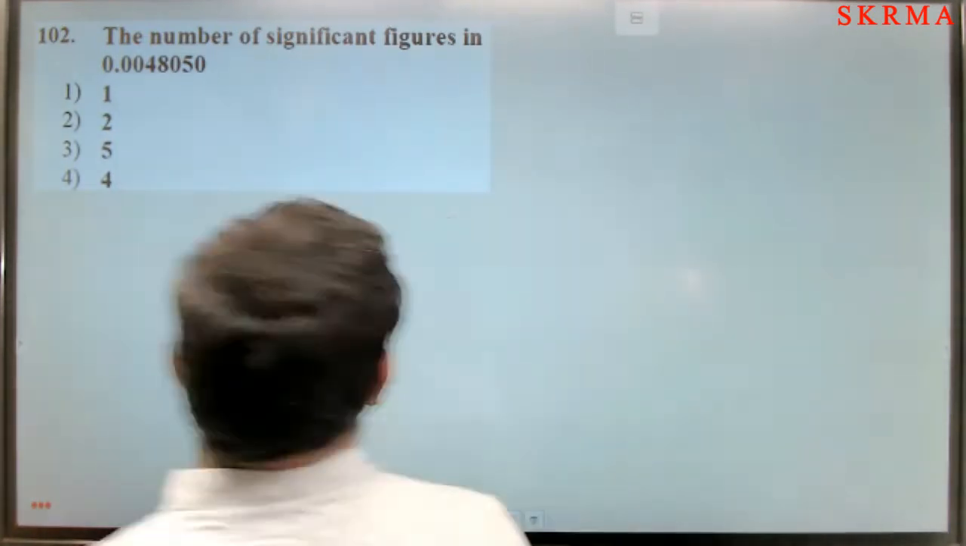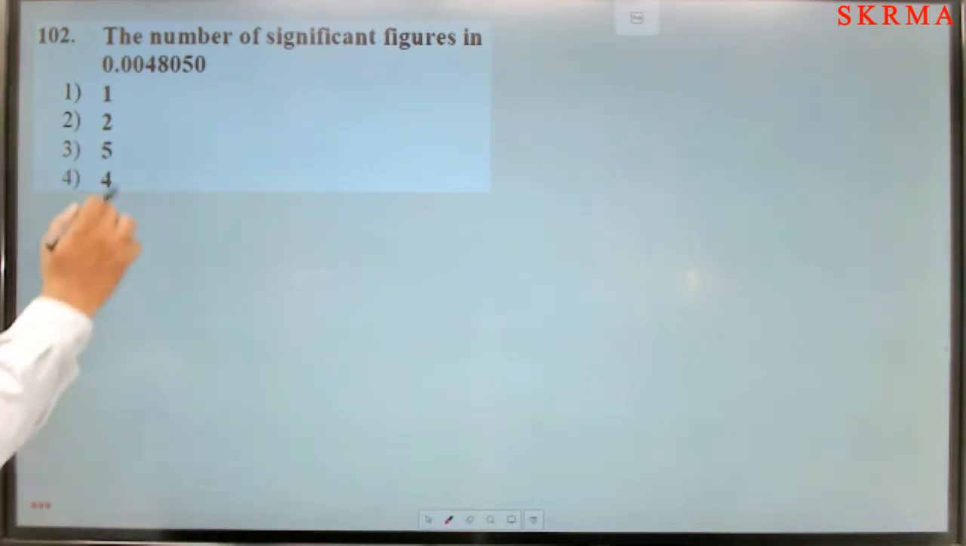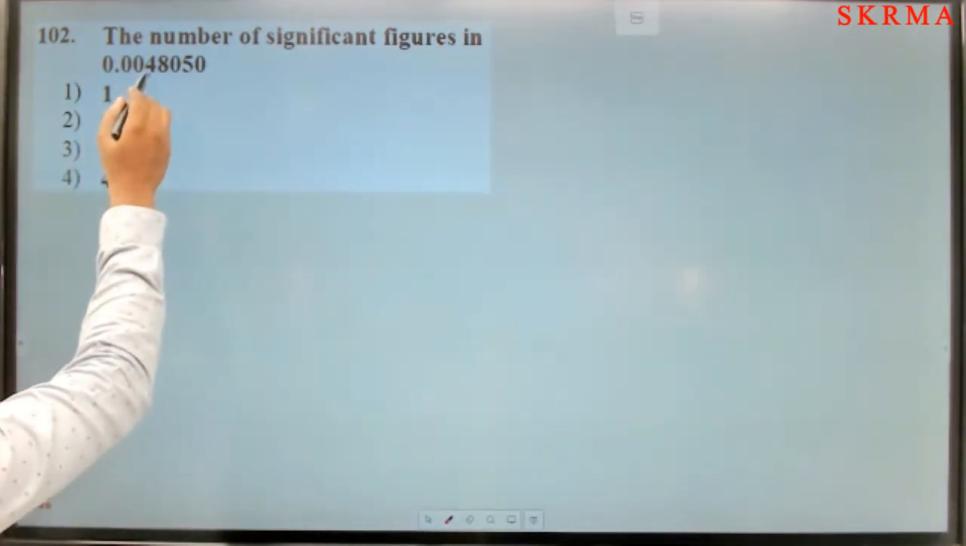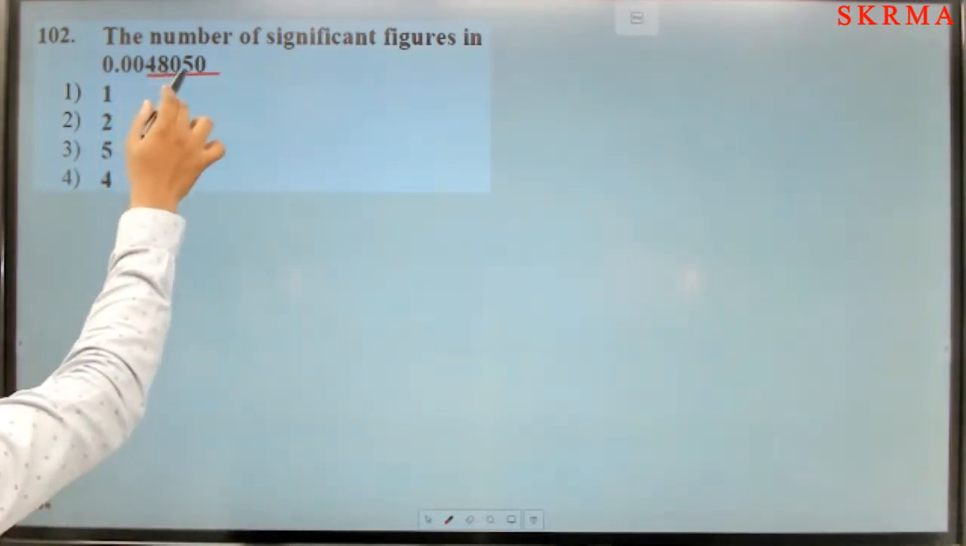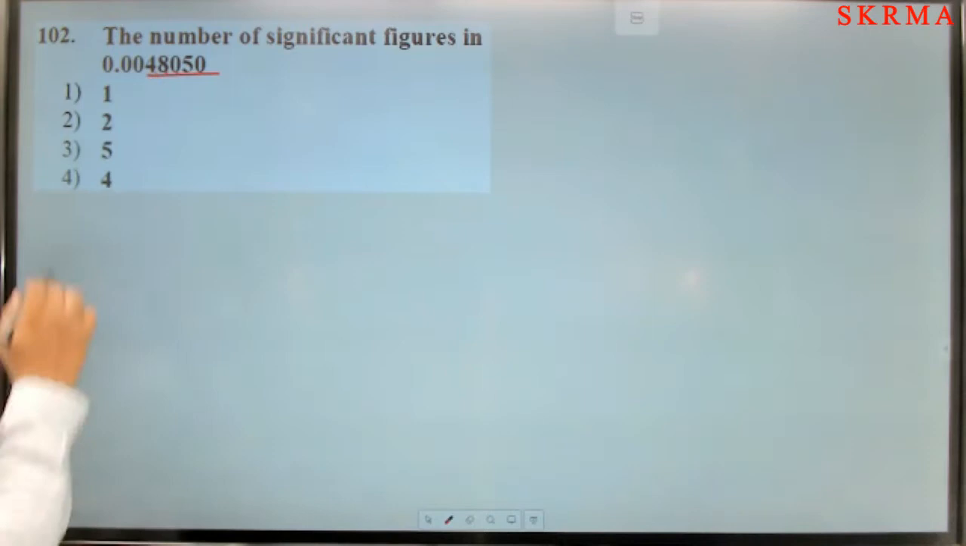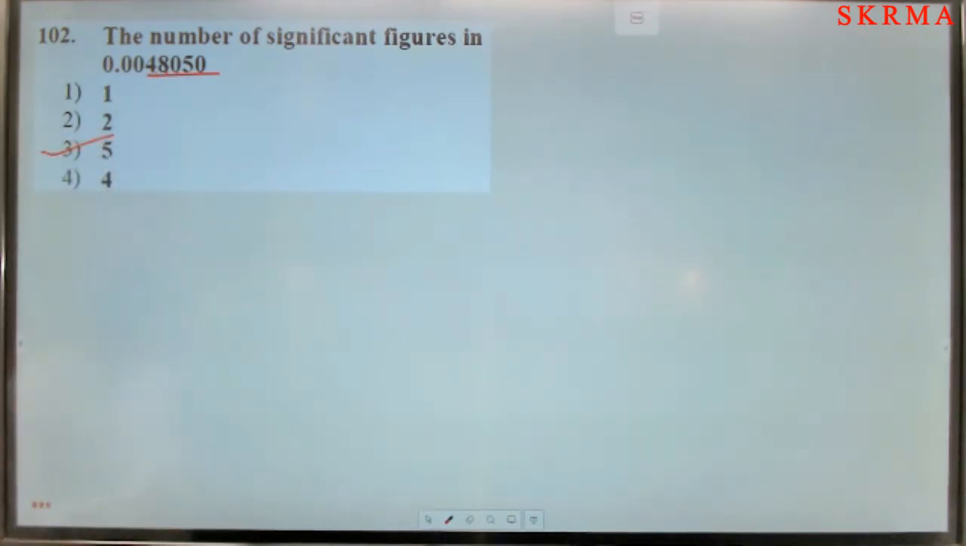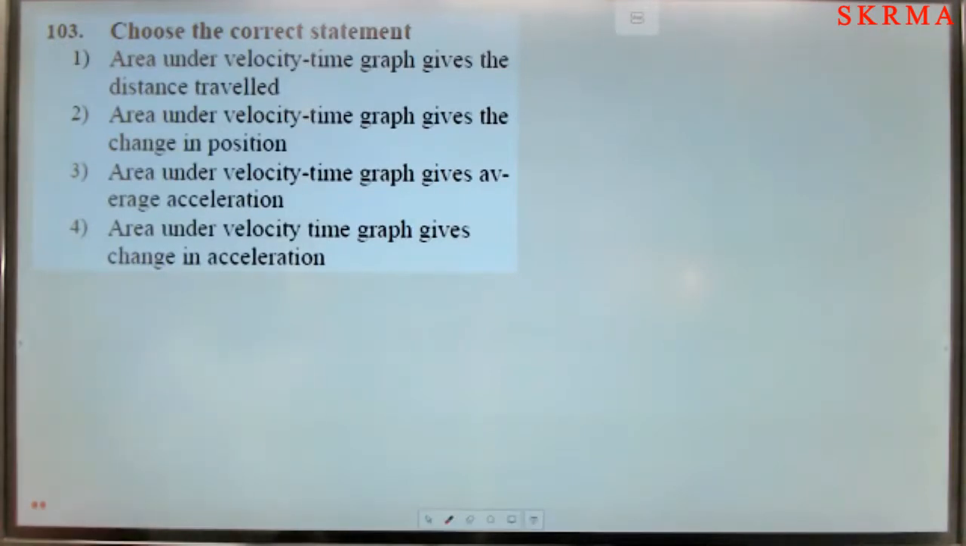Now, the number of significant digits in the following number. So here, all these digits, that is at right hand side of the decimal place, are significant. So how many digits are there including zeros? So 1, 2, 3, 4, 5. So total 5 digits are there. So total 5 significant figures are there. Next, go to the next one.